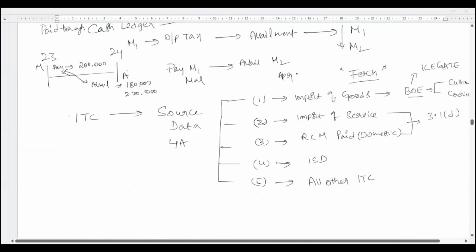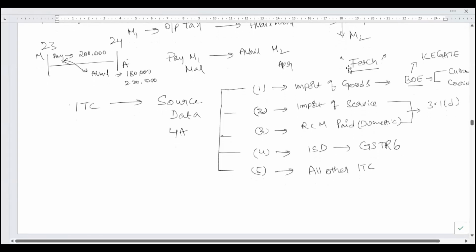RCM is the third limb we have discussed. Fourth is input service distributor. Now there is a form called GSTR6 through which this credit gets auto-populated automatically. Whatever is the credit, I account and I'll claim this particular credit. We'll have one separate session for ISD, a little time consuming. Then whatever you have not fitted over here comes under all other ITC, in general, auxiliary, all other sub-elements.